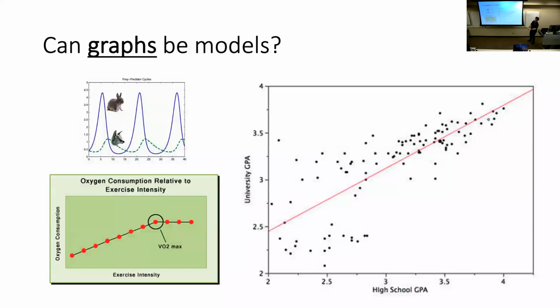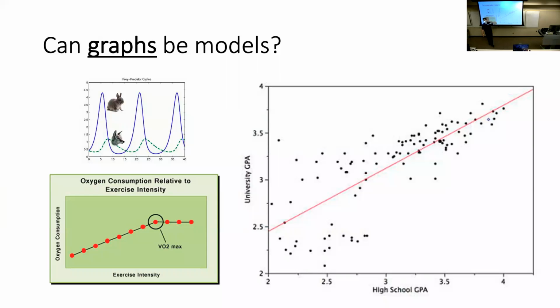So a lot of things can be models, but more practically, the things that we'll work with when we look at data and so on are things like graphs. So graphs themselves can be models. I can have data, like these are data points taken from high school GPAs and university GPAs.